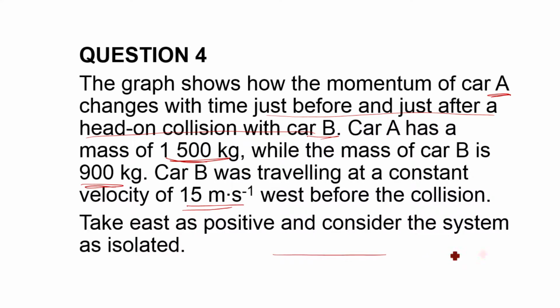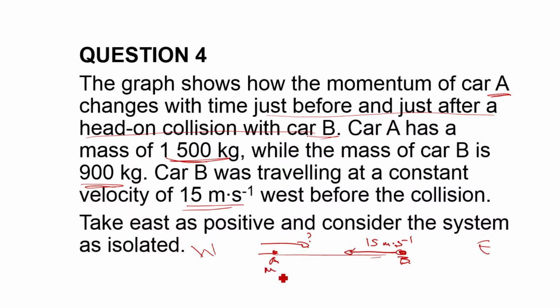So here's east and west, and so car B is going in this direction. So there's car B, and it's traveling in the westerly direction at 15 meters per second. And car A, well, if it's going to be a head-on collision, then car A is traveling in that direction, but we don't know what the velocity is, or we're not told there. Maybe we can work it out.